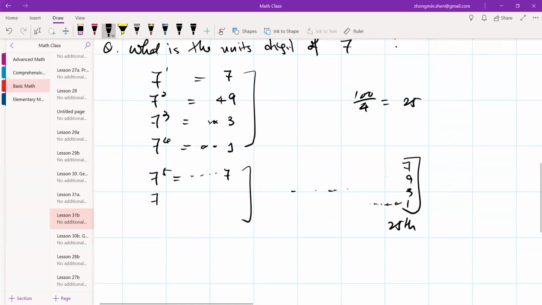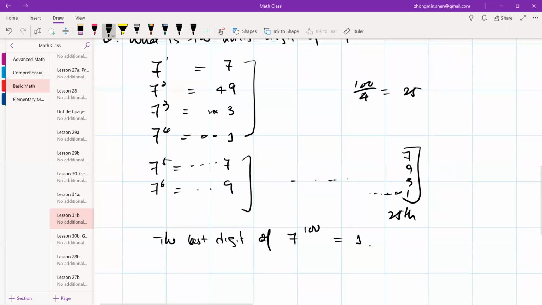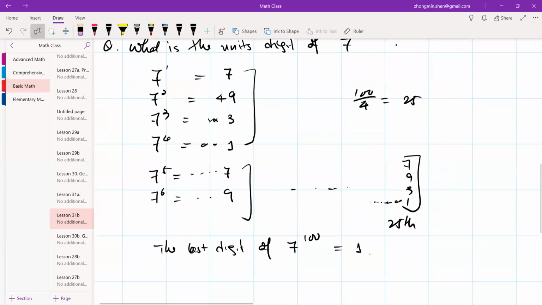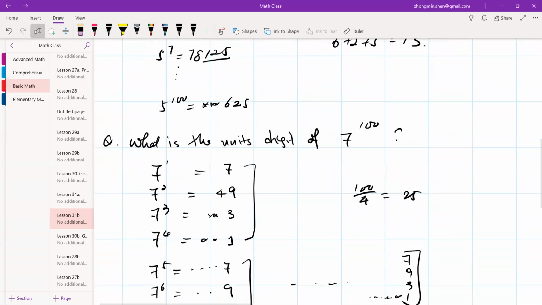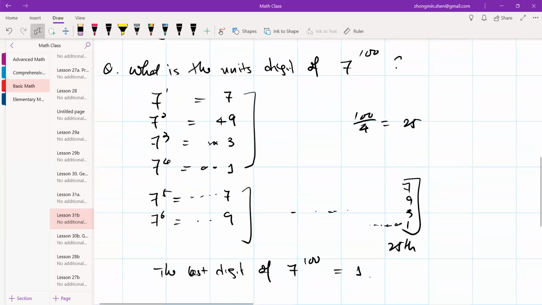Yeah, 7 to the 6 is going to have last digit 9. Okay. All right, so the last digit of 7 to the 100 is going to be 1. Okay. It's a very similar idea to the one we just did.